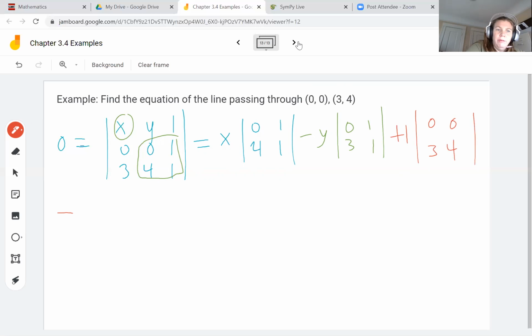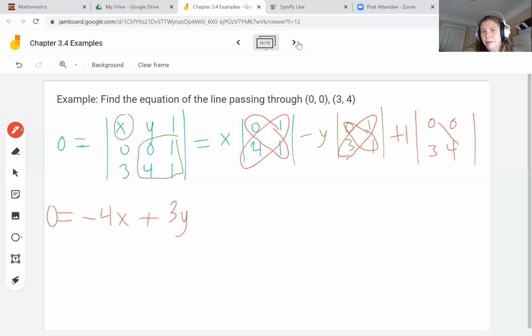And then this is going to work out to be, let's see, for the x's, we have 0 minus 4. 0 times 1 is 0, not 1. So 0 minus 4, so we get minus 4x. And remember, all of this is equal to 0 over here. And then for the y's, we get 0 minus 3, so minus negative 3y or plus 3y. And then for the constants, we get zeros because there's zeros in both those calculations.